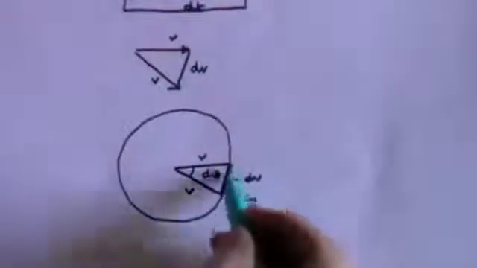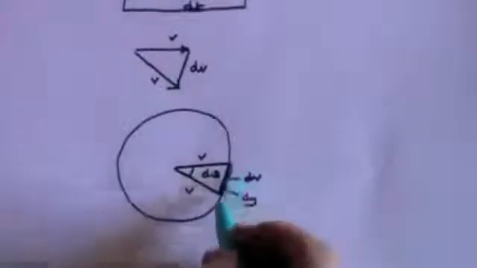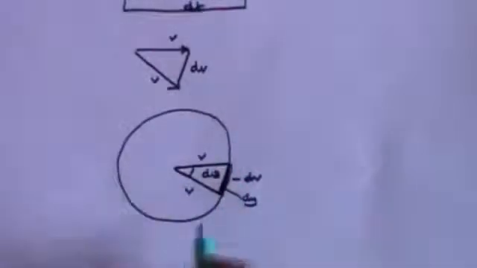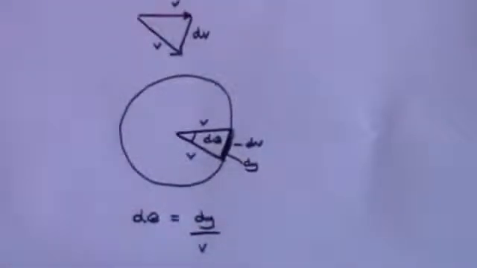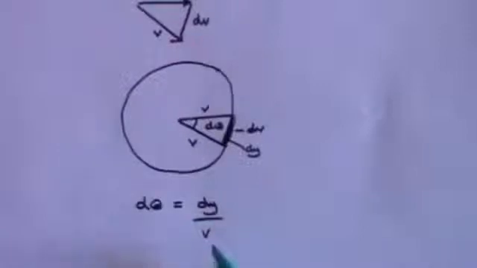of the circle, is not the same as the straight line. The straight line is absolutely straight, the circle is curved. The curved part, as it were, the arc of the circle, divided by the radius, is the angle. So d theta is equal to dy by v. That's the definition of a radian. The angle is the arc length divided by the radius, which in this case is v.